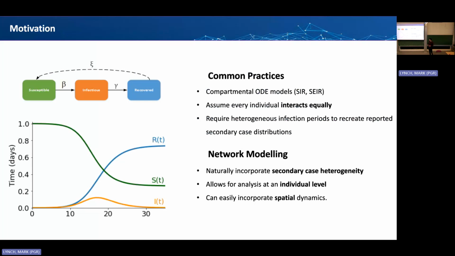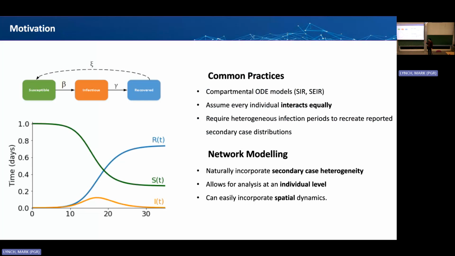In the world, we can't see everybody in the UK at the same time. And this changes the secondary case distributions. In reality, many diseases are reported as negative binomial secondary case distribution. So there's a longer tail where some people meet and interact and spread disease to many more people than the average. And so our modeling efforts try to incorporate this.